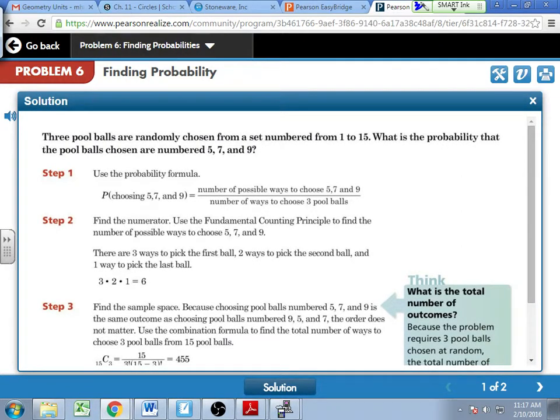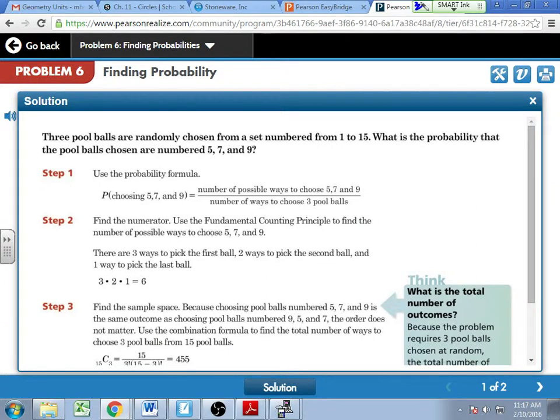So when we think about probability of events happening, we have the billiard balls 1 through 15. If you've ever played billiards, that's why 8 is a neutral, because there's 7 solids, 7 stripes, and then 8 is kind of a neutral. So how many possible ways could we choose 5, 7, and 9, those 3 outcomes?